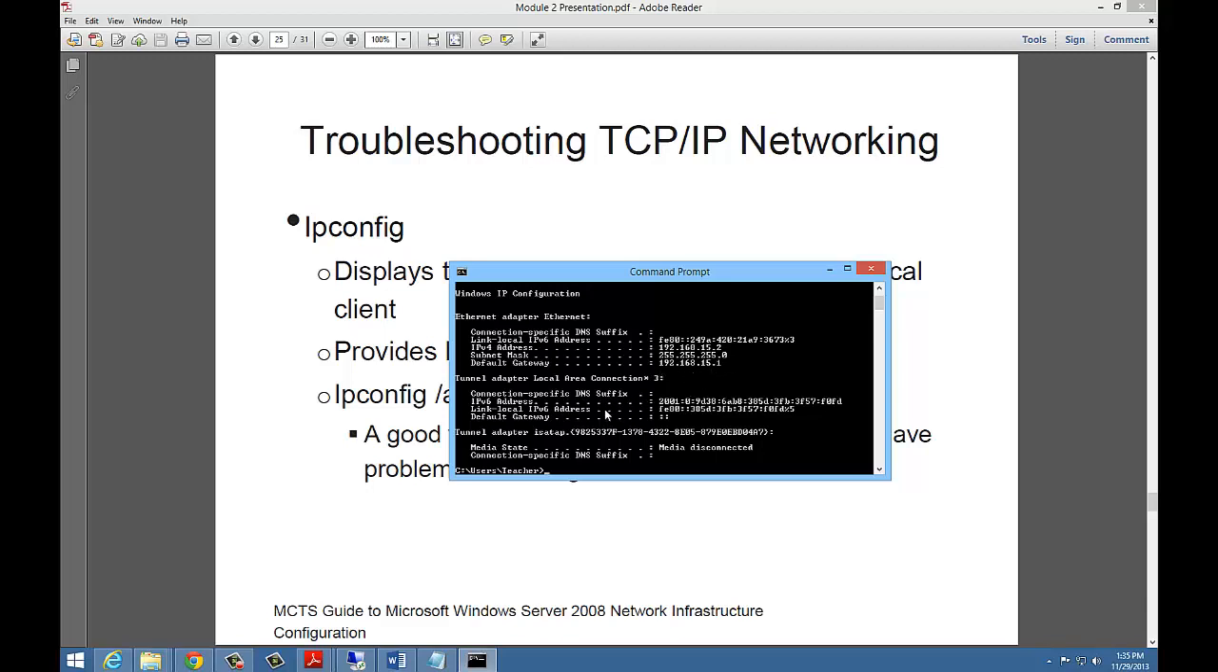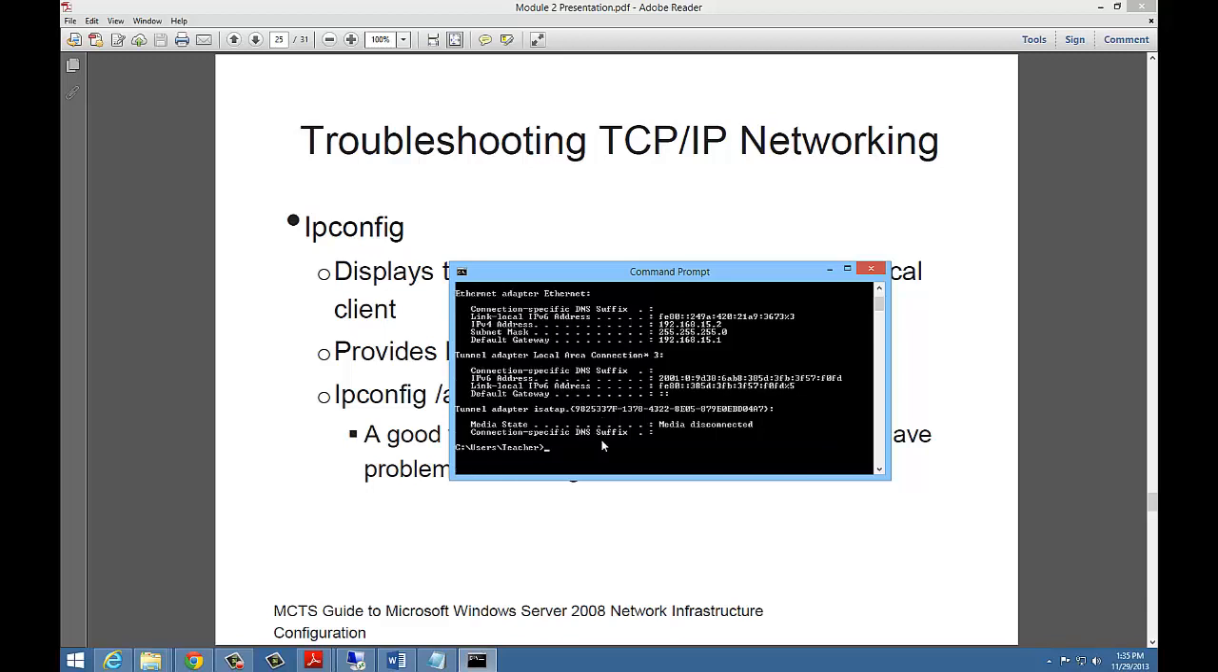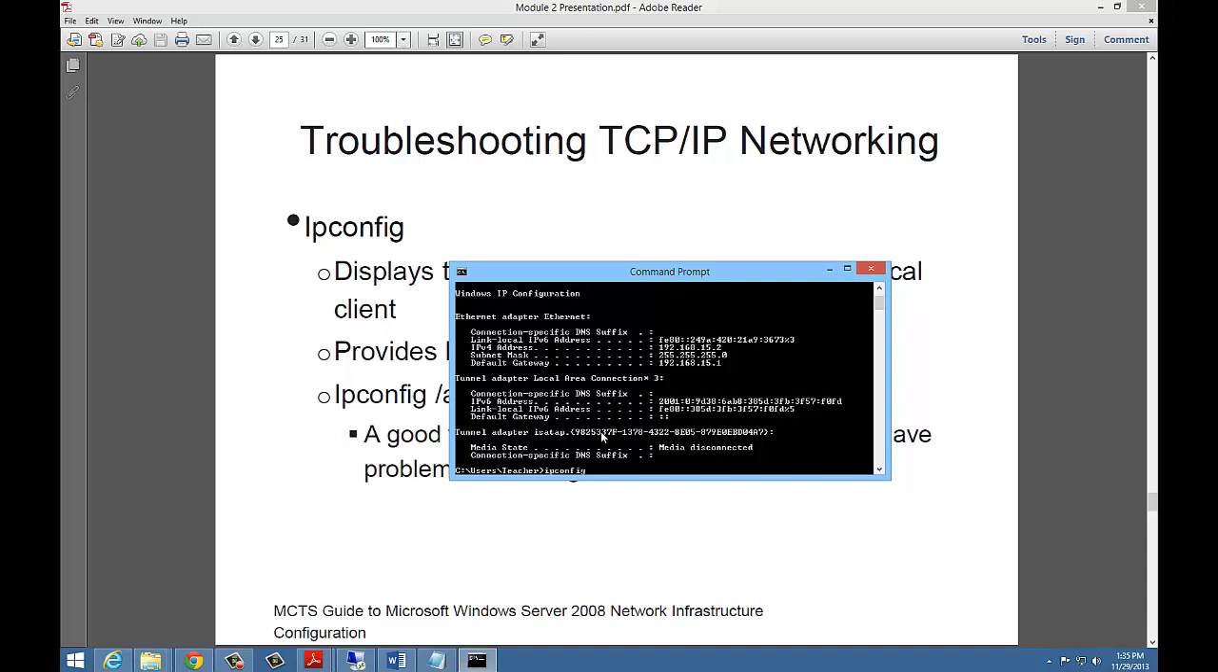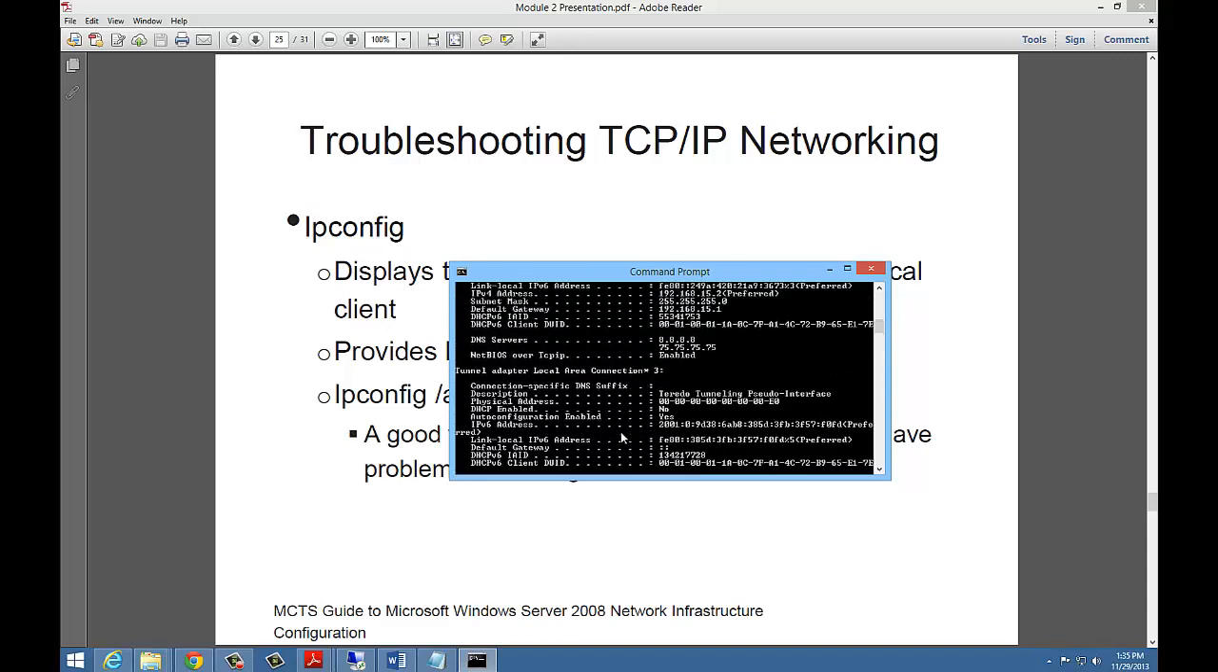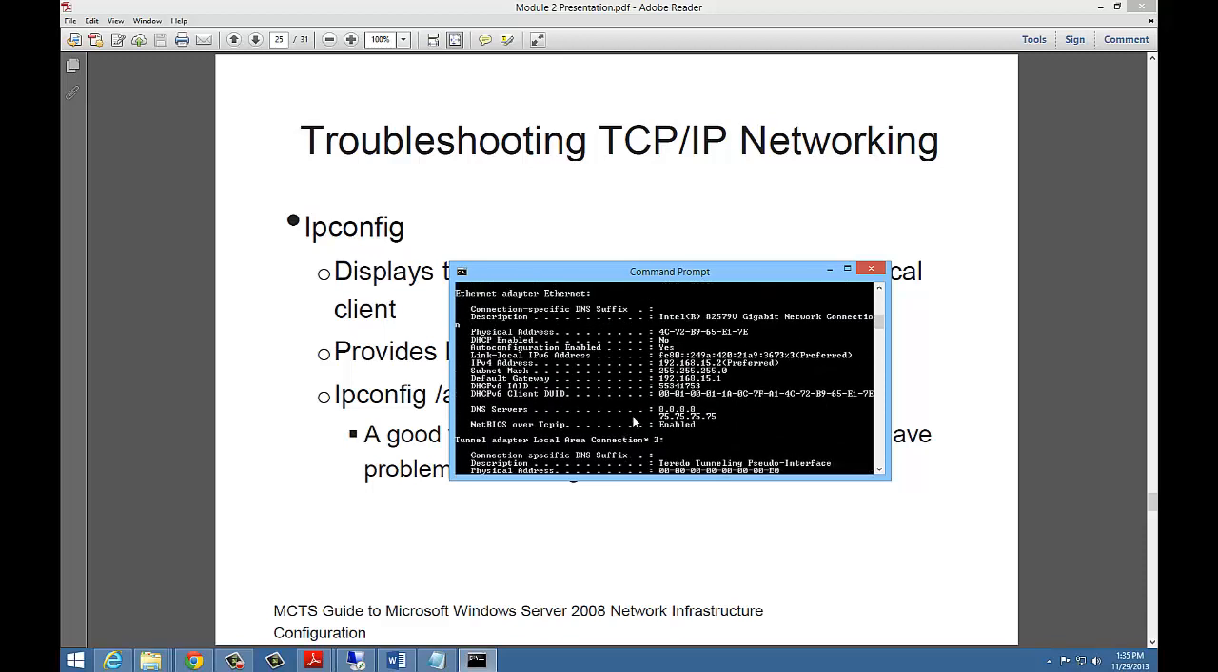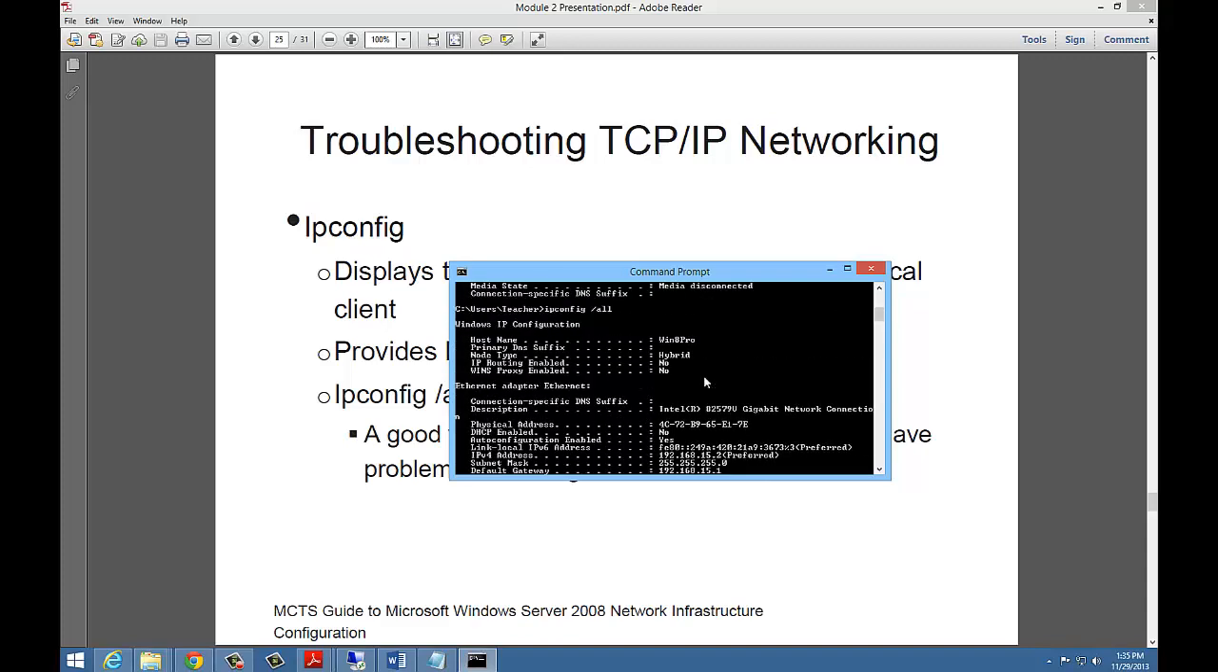At the same time, I also see my version 6 address, which was automatically assigned since I don't have a version 6 DHCP server. And my tunnel adapter allows me to tunnel back and forth between version 4 and version 6. If I wanted to, I could do ipconfig /all, and it'll give me information on all my network adapters. So you'll definitely see a lot more information. It'll also tell me the IP address of my DHCP server, my DNS servers, all kinds of information that you don't see if you don't do the /all.